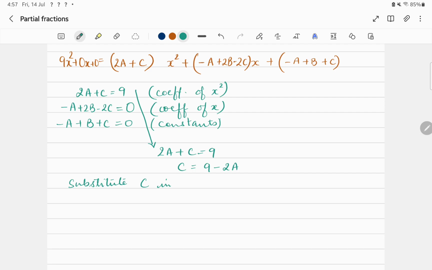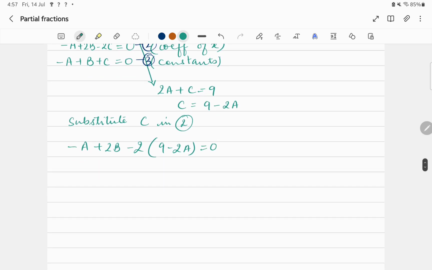c in. Let's label them as first, second, and third. So I'll substitute c in the second equation. That gives us minus a plus 2b minus 2 times (9 minus 2a) is equal to 0. When we simplify it, we get minus 18 plus 4a, so 3a plus 2b is equal to 18. That gives us equation number 4.